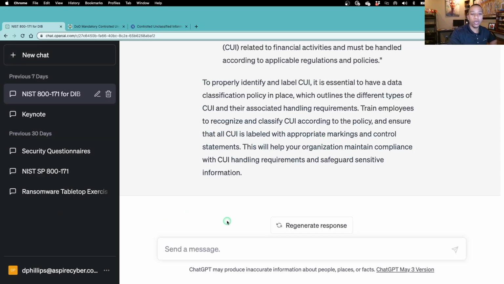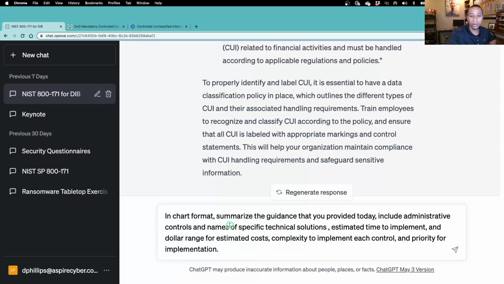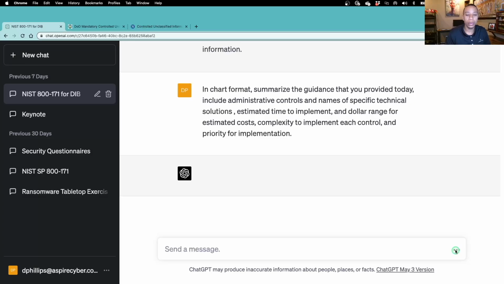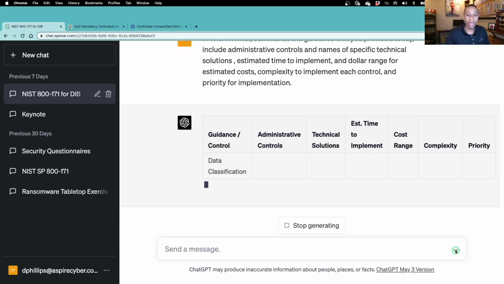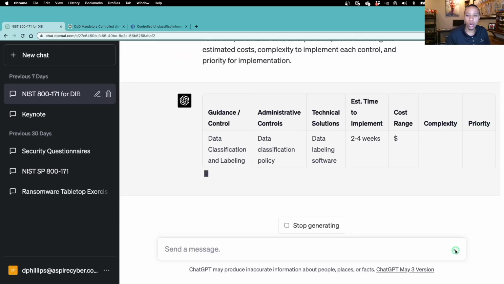I always like to end off by having ChatGPT consolidate all of the guidance that it provided into a chart format. So for this chart, I want ChatGPT to summarize the guidance that it provided today, including administrative controls, the names of specific technical solutions, estimated time to implement, and a dollar range for estimated costs, complexity to implement each control, and priority for implementation. So that's a lot that I'm requesting of ChatGPT. Let's see if it can deliver. It's looking like it's delivering it with no problem.